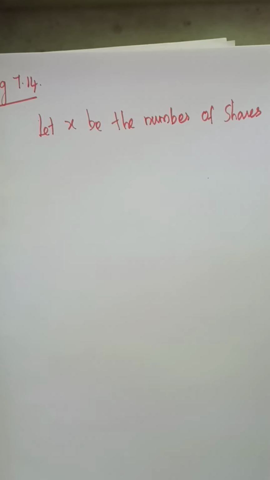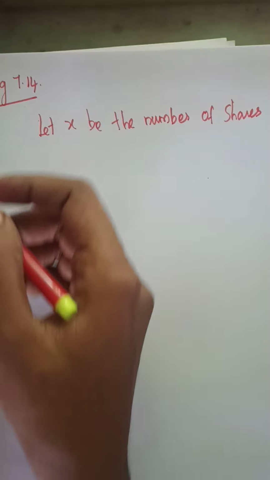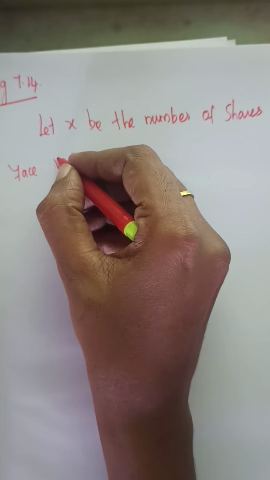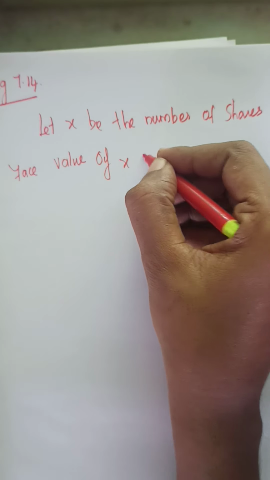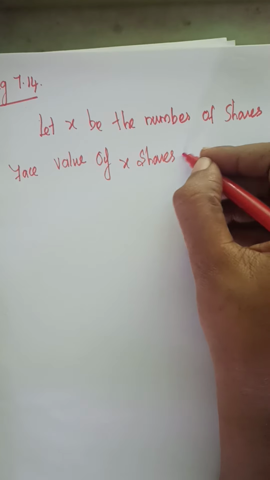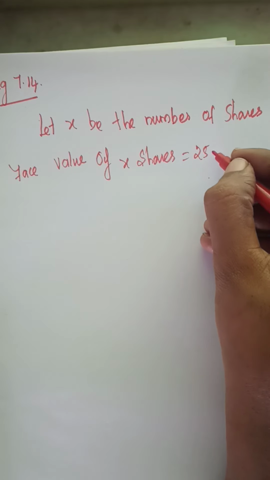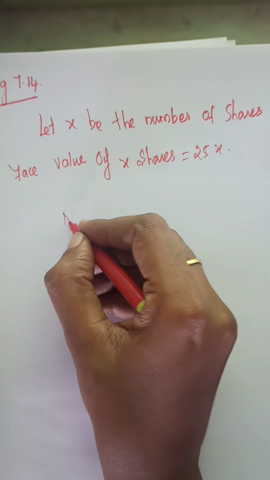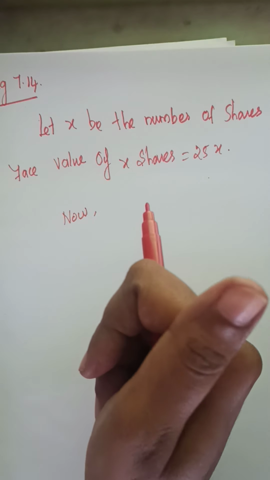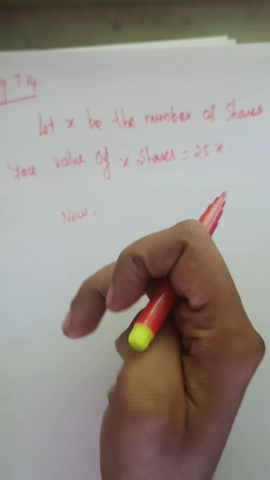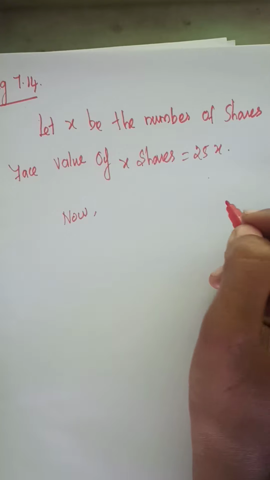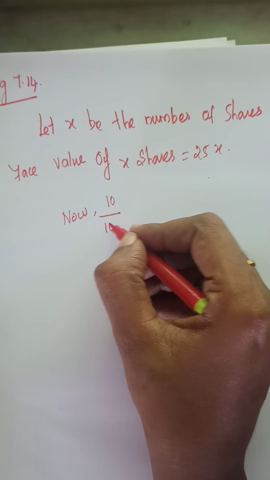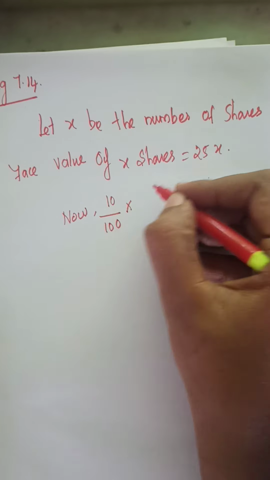Now for that, if you need to find the face value of x shares, what will you do? This is 25 into x, is it right? So how will I find the face value of x shares? 25 into x is 25x. Now, 10% of 25 shares is rupees 2000, which is given. So 10% means 10 by 100 into the 25 shares.